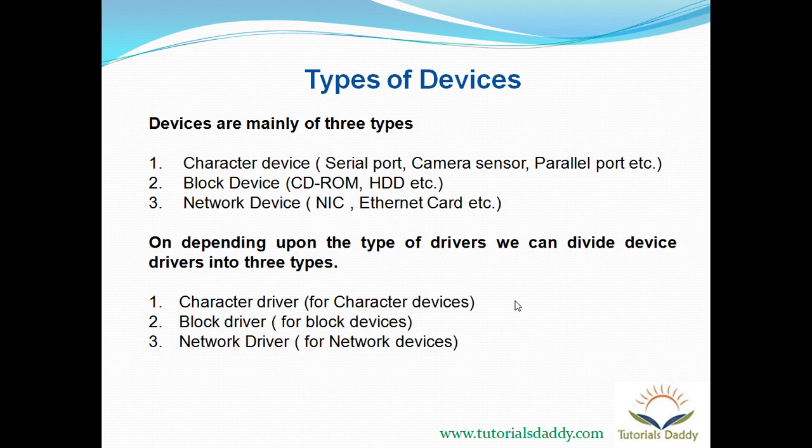The third type is network devices. Network devices are the devices which maintain our network requirements, or we can say our network interfaces, or our network packets. Examples of these kinds of devices are NICs and Ethernet cards, etc. Depending upon these devices, we divide our device drivers into three types. The first type is the character driver, which manages the character devices. The second type is the block driver, which manages block devices. The third type is the network driver, which manages our network devices.